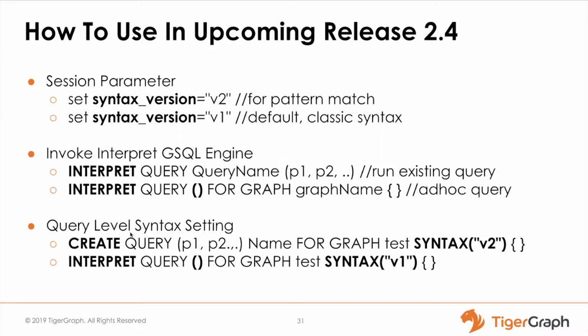And then the last is the query level syntax setting. So if you don't want to set universal syntax, then you can per query specify this keyword syntax after the graph name. Syntax v2 means this query is going to use the pattern match syntax. Syntax v1 means the legacy syntax.